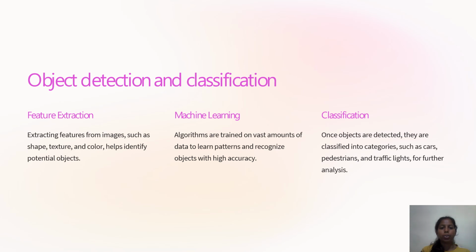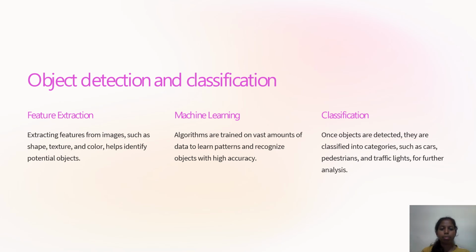Now let's see how the vehicle detects and classifies objects. There are three ways to detect and classify the object. The first one is feature extraction, the second one is machine learning, and the third one is classification. Let's see one by one. The first is feature extraction. Extracting features from images such as shape, texture, and color helps identify potential objects.